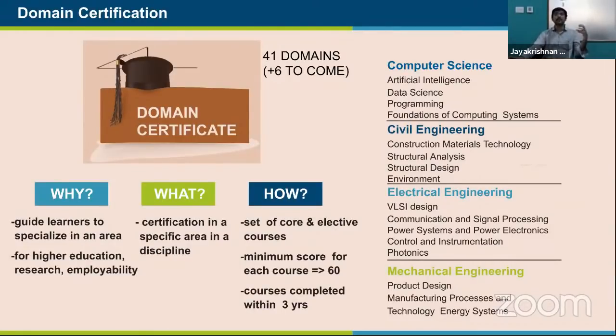Now, the regular pass percentage for an NPTEL course is 40%. But if you want a domain certificate, then it is important that you score more than 60 in each of the courses that you are taking. And all these courses have to be completed within 3 years. Then only you get a domain certificate. You don't have to do any more applications or anything like that. You have to join these relevant courses.